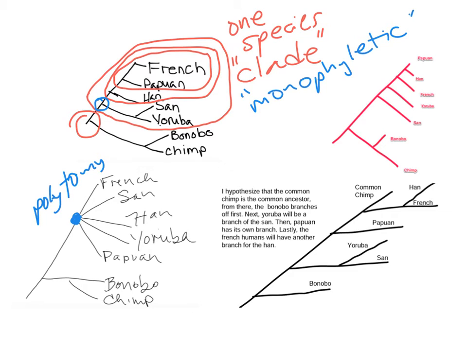Like at one point in time, a bunch of groups of humans go off in different directions and evolve different traits. So that now we recognize the French as the French, and the San as the San, and the Yoruba as the Yoruba, and so forth. So that's one clade. There's another clade on here.